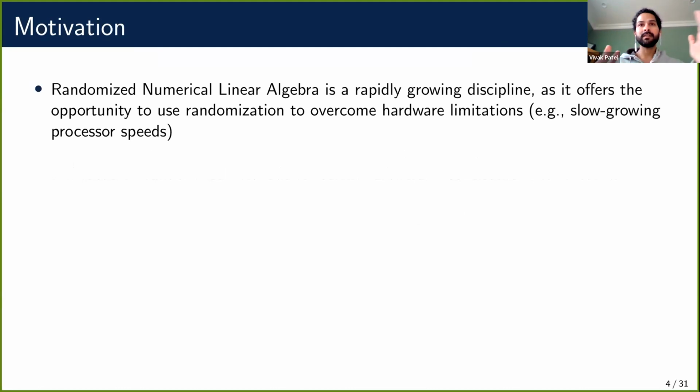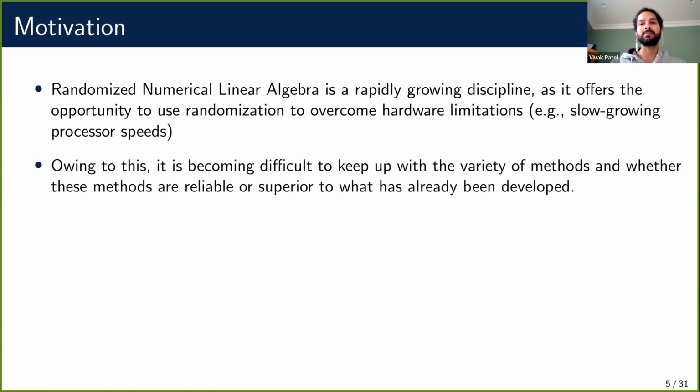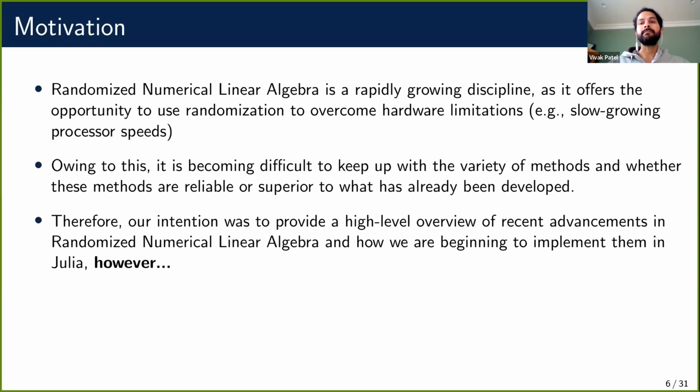So why are we interested in a library in particular, and why are we doing this work? RNLA is a pretty quickly growing field. It's giving us the opportunity to overcome certain hardware limitations, to scale the number of linear systems that we can solve, or the size of linear systems that we can solve. And for that reason, it's become a bit of a jungle, right? There are a lot of methods, and it's unclear how to benchmark these things, or which ones work better, which ones work worse. So our intention here was sort of to organize all these things and give you an overview of what's going on in the space.